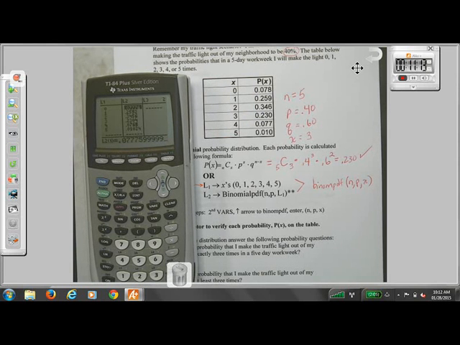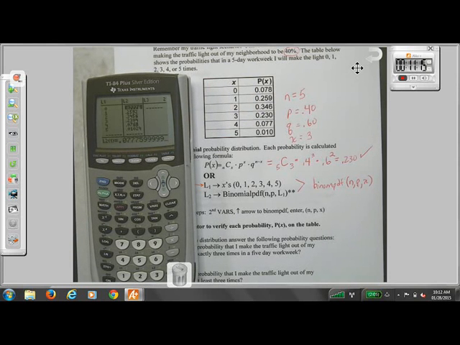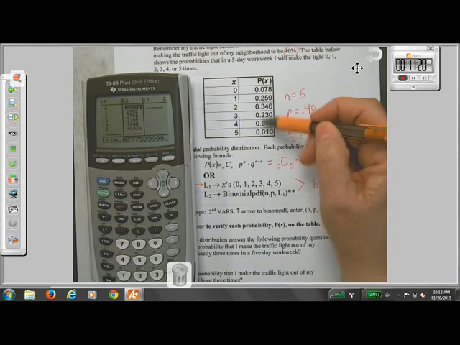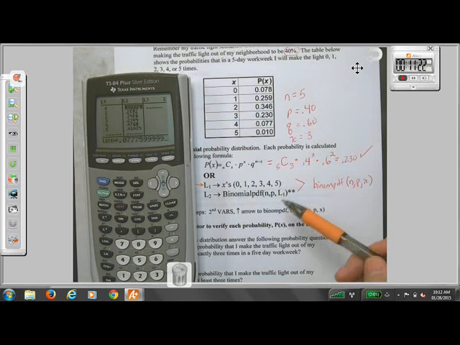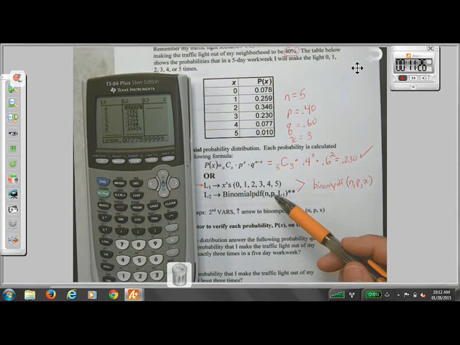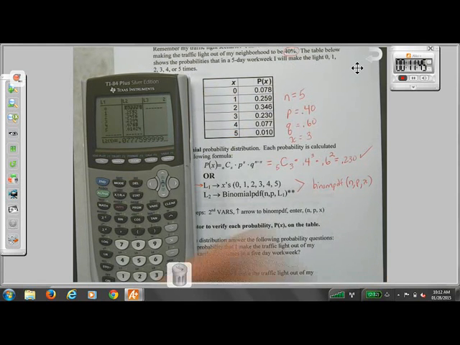Question: for entering X or list 1? Because we're doing the whole table and all of the X's are in list 1, we're going to put in list 1. If you were just doing an individual probability like I did before, then you put in the X that you need. We're going to see this in both ways today, where you need to do the table and where you need to find an exact probability. Getting comfortable with that binomial function is what I need for you to do right now.